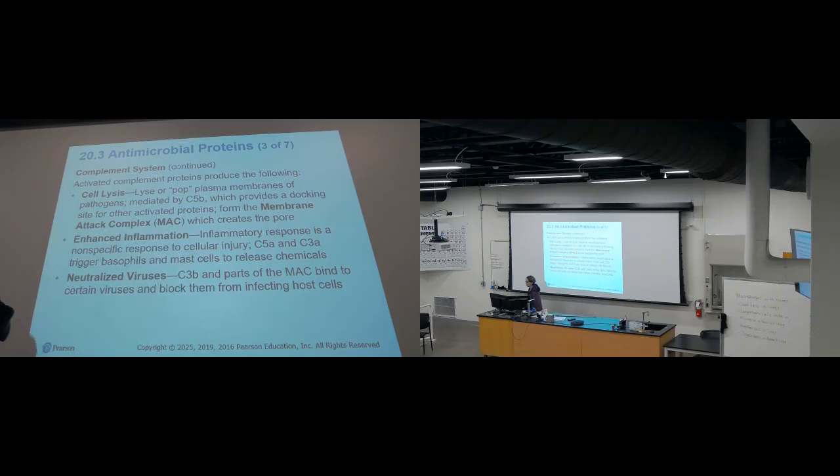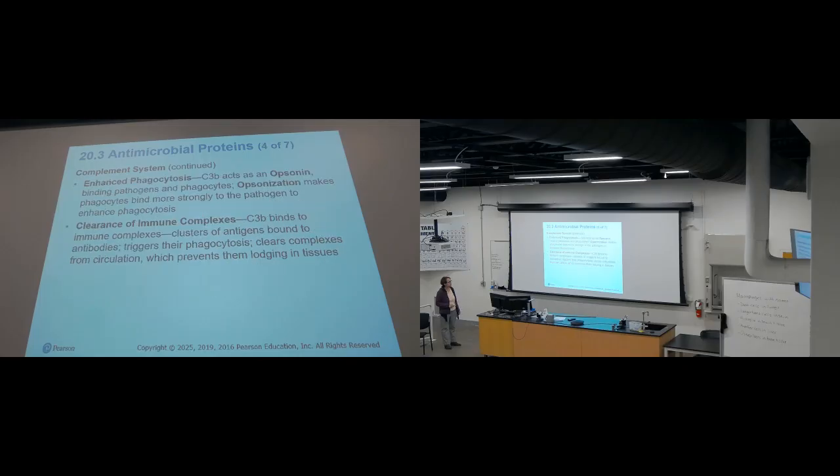Any questions? So for enhanced inflammation, you use C5a and C3a. That triggers mast cells and basophils to release chemicals.